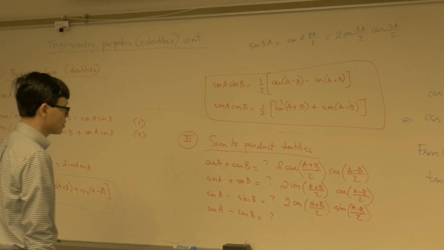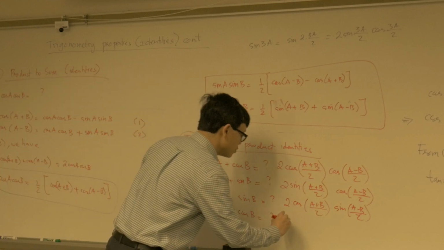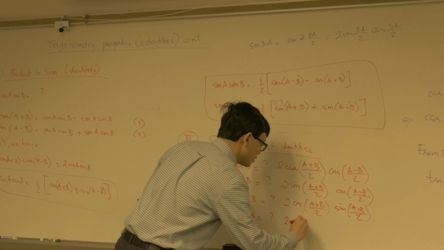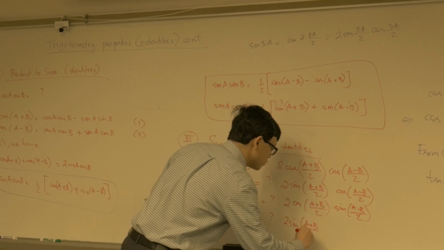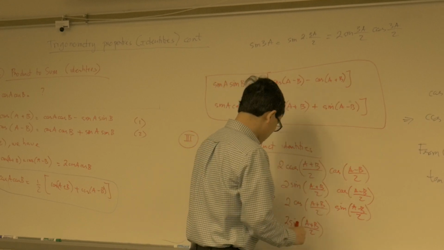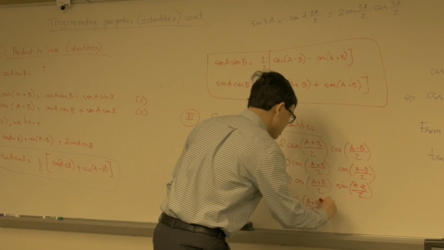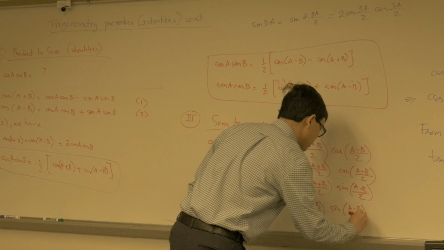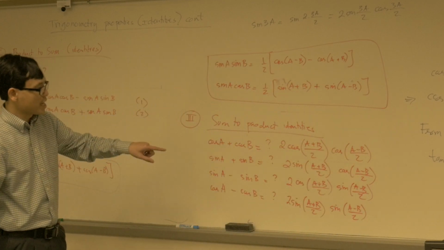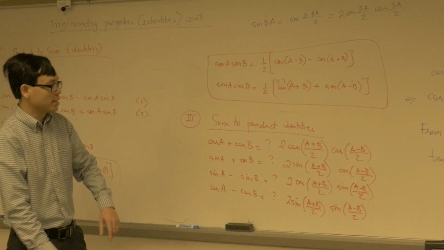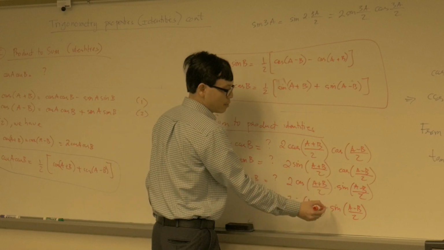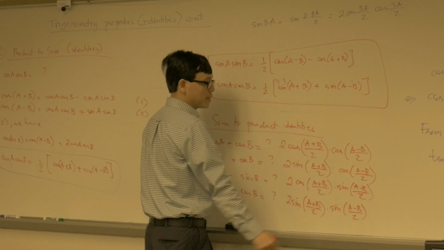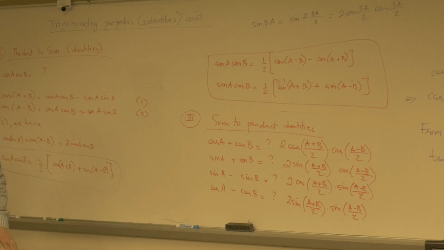How about cosine A minus cosine B? It's negative 2 sine (A plus B) over 2 sine (A minus B) over 2. Okay. So between cosine and sine, between sine and sine, it's the multiplication sign. So when I don't write any sign, I mean it's multiplication. And whatever I have in the parentheses is the angle, the argument.